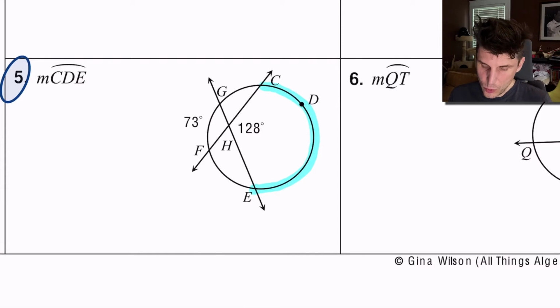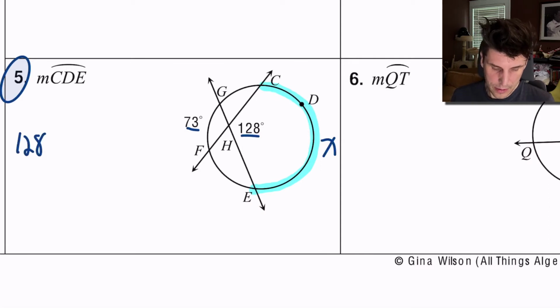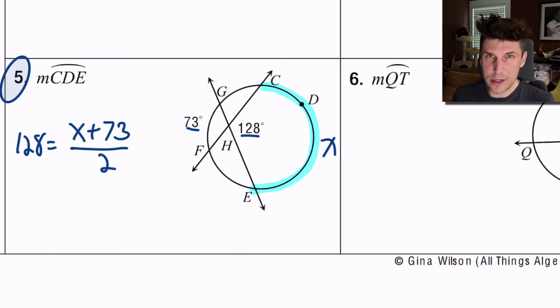All right, so we're going to call the thing we're trying to find X again, just because it makes life a little bit easier. This highlighted blue arc is going to be X, and it's related to that interior angle formed by the 2 secant lines. It's 128, and then also that other arc. So you could say that 128 is equal to X plus 73, divided by 2. That interior angle inside the circle is 128 degrees, and that's equal to the average of the 2 arcs. So we're finding one of the missing arcs.